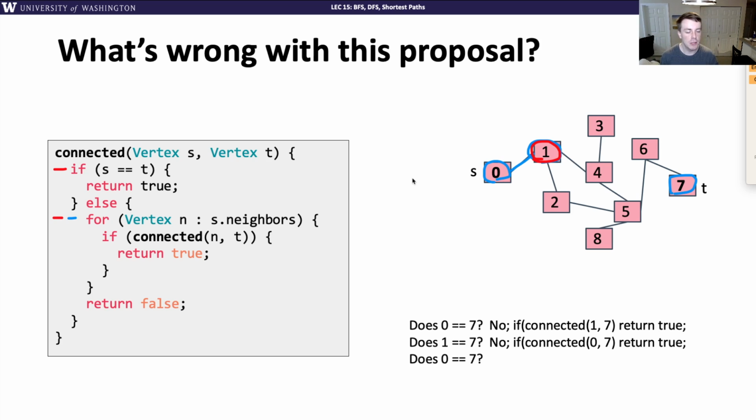Now, suppose the first neighbor returned is 0. Well, then if it returns 0, we're going to call connected on 0 and 7. Oh, how do I figure out if 0 and 7 are connected? To figure out if 0 and 7 are connected, I need to ask, are 0 and 7 the same? No, so I need to go in the else case, go to all of 0's neighbors, and you can get caught in this back and forth forever. Going from 0 to 1, back to 0, back to 1, back to 0, and so on and so on.